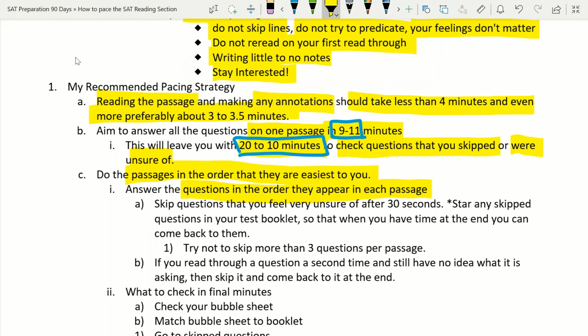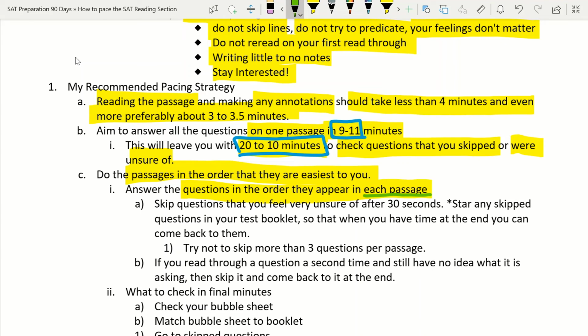What I mean by that, when I say the order they appear in each passage, I don't mean in the passage itself. I mean just answering them 1 through 10, going chronologically, or sequentially. So 1, 2, 3, 4, just like that.